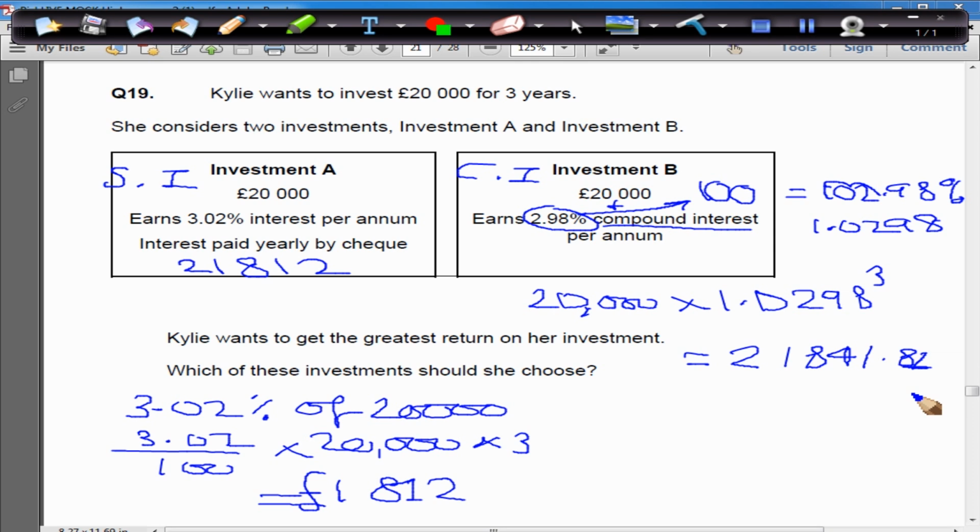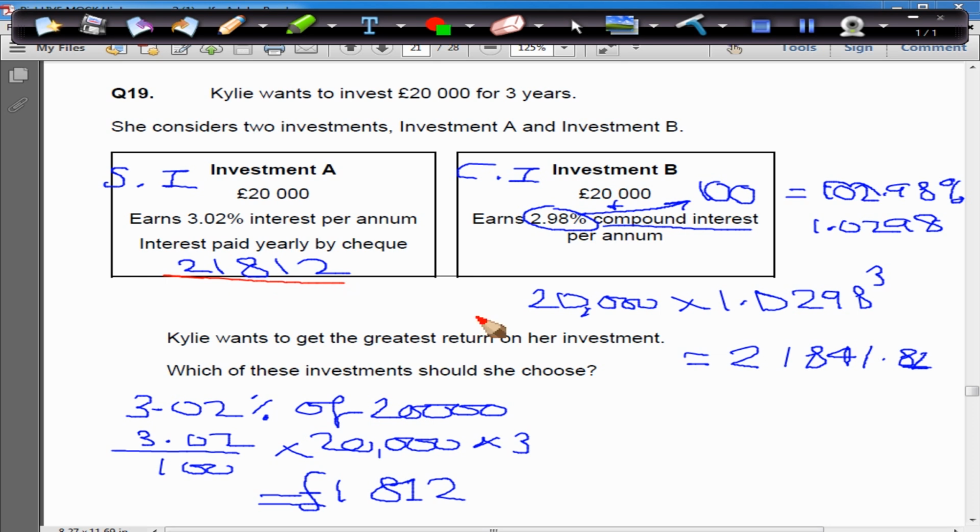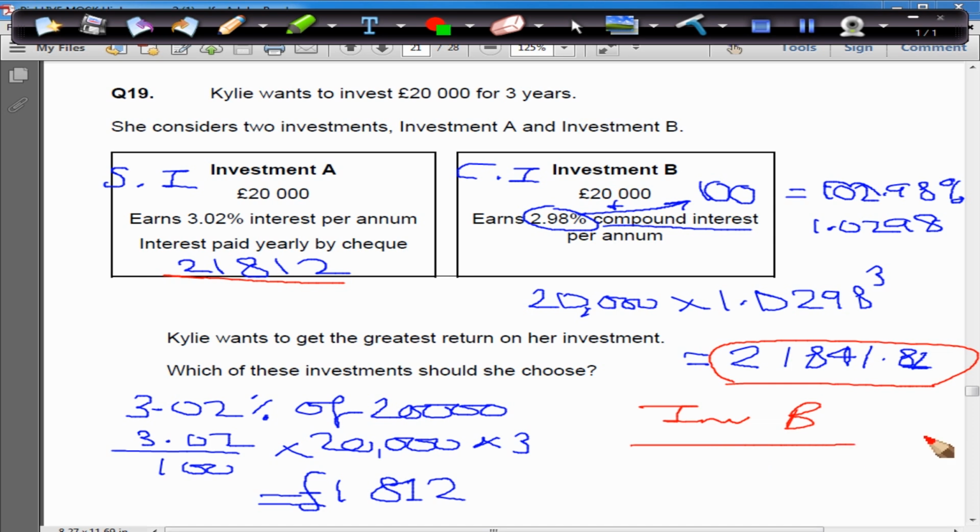Okay, now what do we know? Which investment is the one that gives you more return? Because this one is 21812 and this one is 21841, so this is more. So investment B is the answer. Okay, if I was here, I wouldn't do investment A or B, I would do investment C, put it into charity, and you get the best return. Okay, right, that's the end of that question. Let's move on.